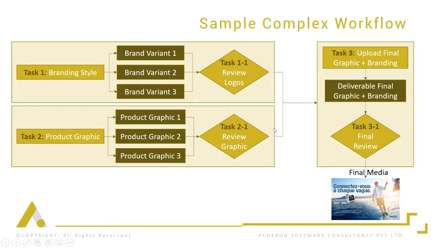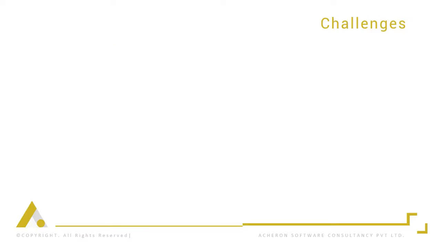Just to have a look at the dependency link, you will be able to see that the publishing is dependent on the layout team uploading final content, which is in turn dependent on branding styles and graphic being finalized by the respective reviewers, which is further dependent on the branding style designer and graphic designer uploading relevant variants for selection or approval. Anywhere in this link, if the workflow doesn't move forward due to incomplete fulfillment, then the final publishing is going to get delayed. Let's have a look at the challenges in this complex workflow.